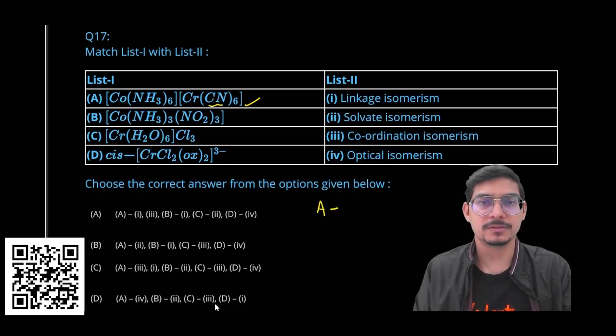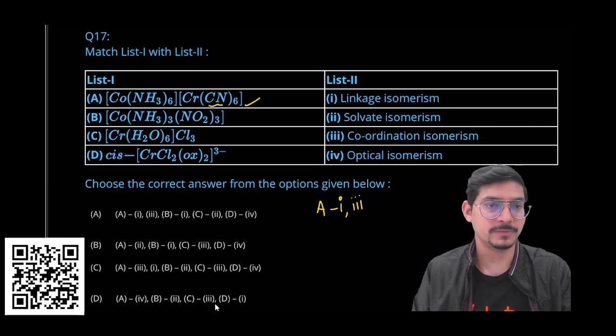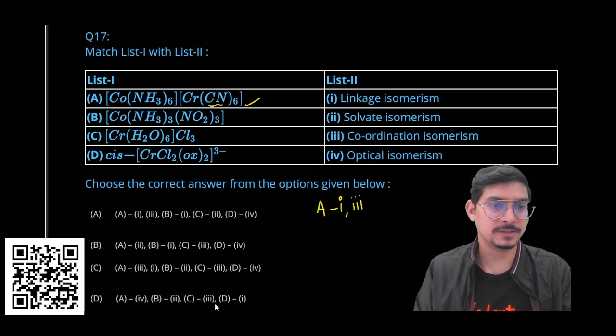So A matches with first. Then, because there are two coordination entities, we can exchange ligands between cobalt and chromium, leading to coordination isomerism. So A also exhibits the third, that is coordination isomerism. So A shows first and third, right? Which means option C could be the correct answer or option A could be the correct answer.